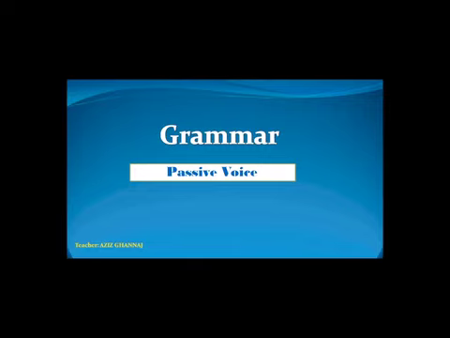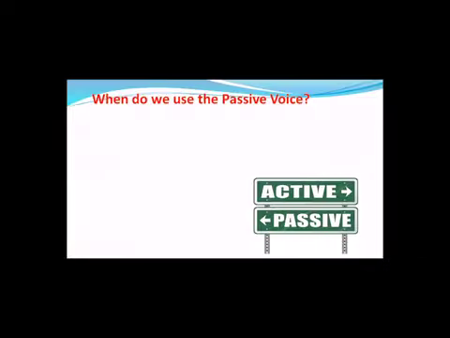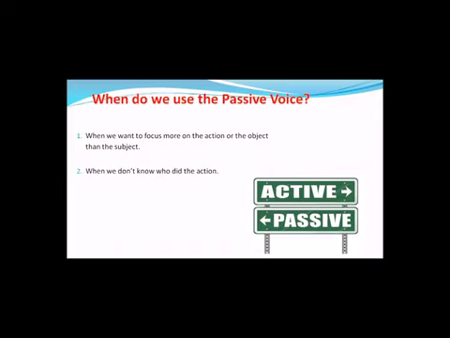Today we are going to explain the passive voice, which is a lesson in module number 4. So let's start. When do we use the passive voice? We use the passive voice when we want to focus more on the action or the object than the subject. We want to know what really happened. That's what matters for us, right? Not the doer of the action. Number 2, when we don't know who did the action, right? The doer of the action is anonymous. So these are two cases in which we can use the passive voice.